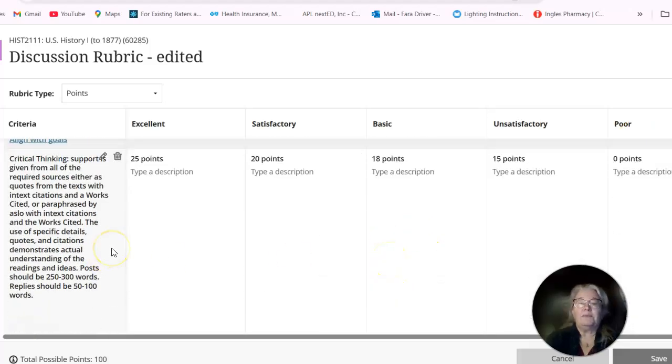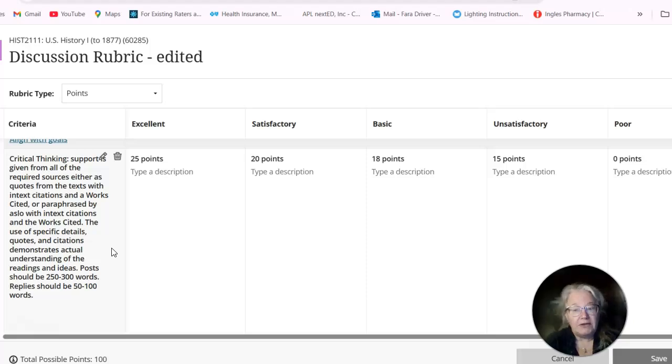The second category I put in here is critical thinking. This really is where you have to be smarter than AI. With your critical thinking, support should be given from all of the required sources for the week, which means whatever you see in that module, you need to have quotes from all of it. If it's Crash Course, you need to have your textbook quotes in there too. Or you need to have quotes from it in there or references to it in there.